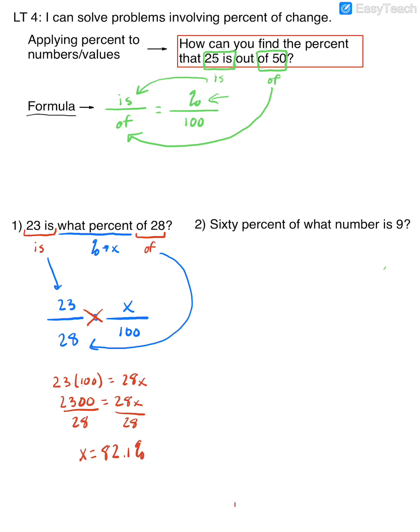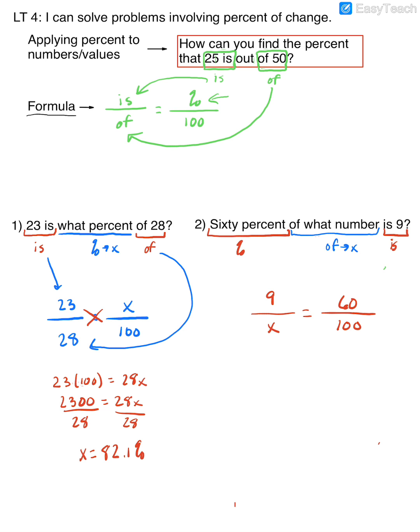So here it says 60%. So here you're given a percent, right, of what number? Of what number? So this is the of part right there, and we're going to use x for it. And then is 9. So that's your is part, okay? So write my proportion. The is goes on top, divided by the of, which is x, which equals the percent, which is 60 in this case, and then divided by 100.